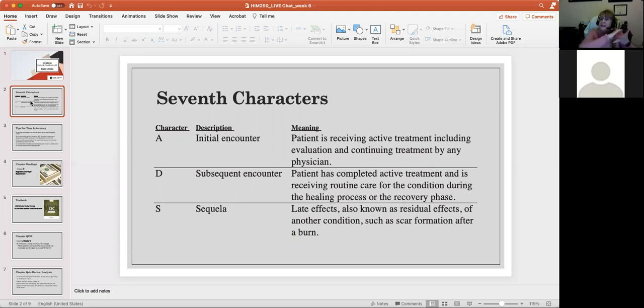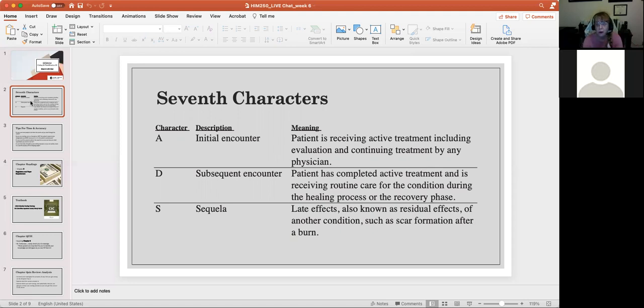Once the treatment plan is done and there's routine care continuing, so for example, we have a patient with a fracture. The fracture required a cast. Now the cast has come off and the physician still wants to see the patient maybe a couple of times after that. Maybe we're going to continue on with therapy to make sure everything is working okay. We are officially in the healing or recovery phase. That's going to be a D.